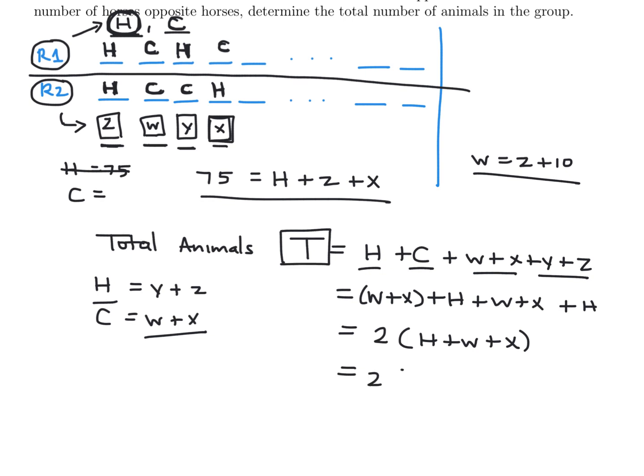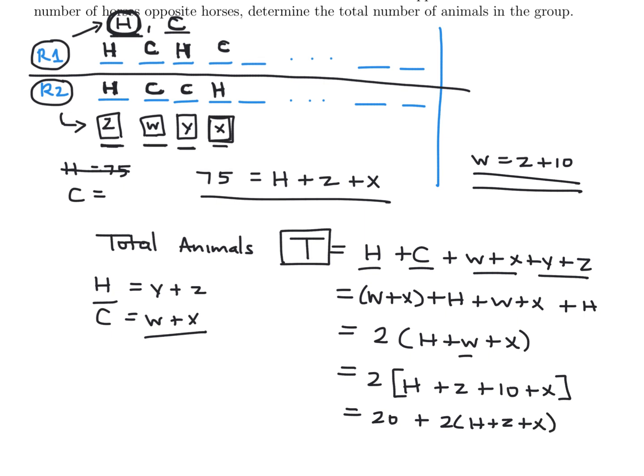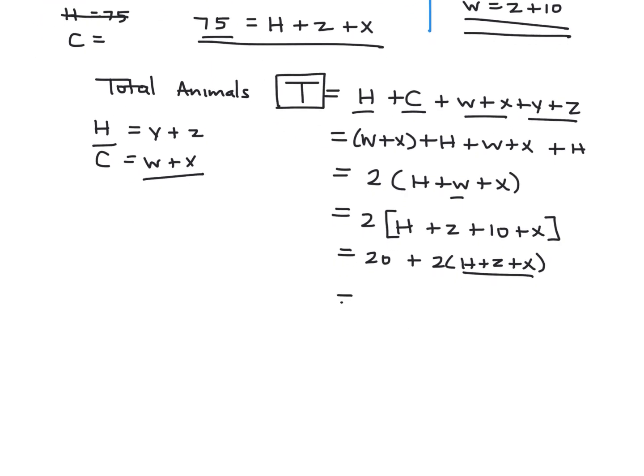Now we can use this, because W is Z plus 10, right? So in this W, we can put Z plus 10 and then kick out the 10, so that becomes 20 plus 2 times H plus Z plus X. And then this H plus Z plus X is 75, so substitute it in there. So 20 plus 2 times 75. That'd be 150 plus 20, which is 170. So there you go. 170 is the total number of animals.